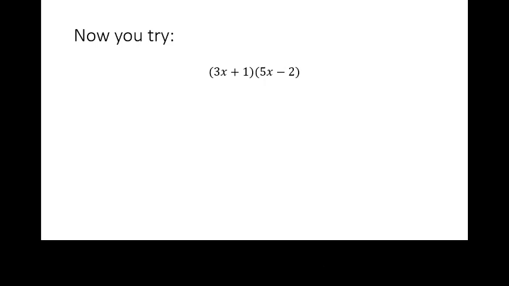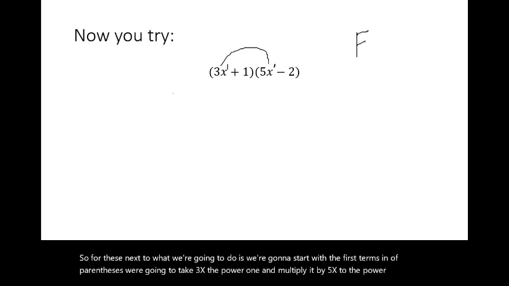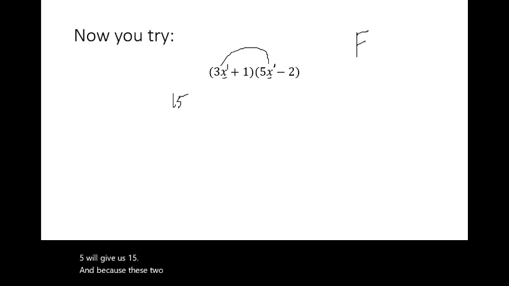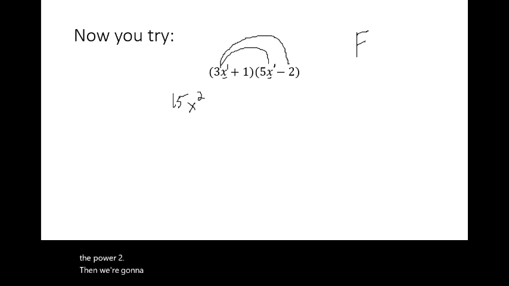Okay, so for these next two, what we're going to do is we're going to start with the first terms in each set of parentheses. So we're going to take 3x to the power 1 and multiply it by 5x to the power 1. So 3 times 5 will give us 15. And because these two variables are the same, we are going to add their exponents, gives us x to the power 2.